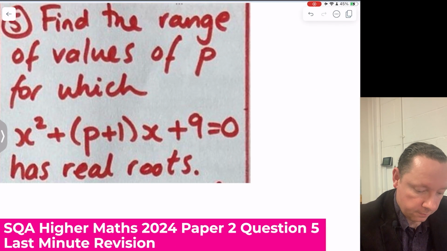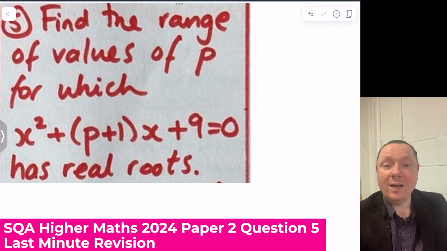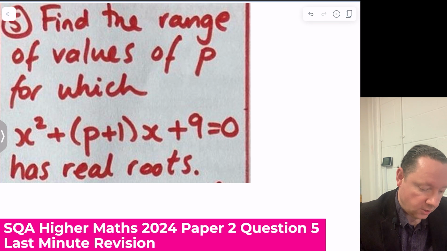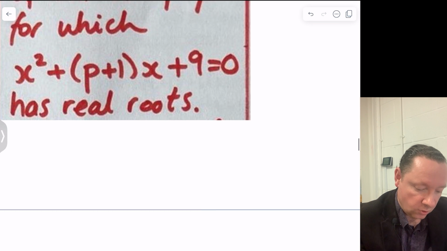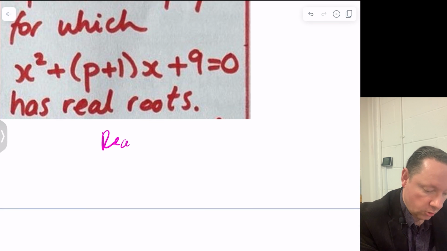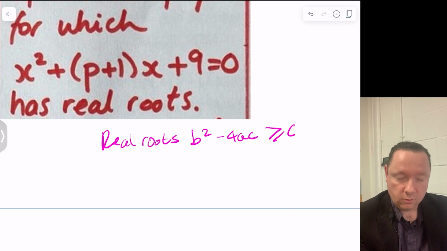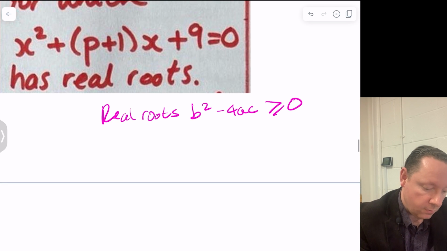Question 5. Find the range of values of p such that x squared plus (p plus 1)x plus 9 equals 0 has real roots. So real roots means b squared minus 4ac is greater than or equal to 0, because 0 you've got real roots as well.